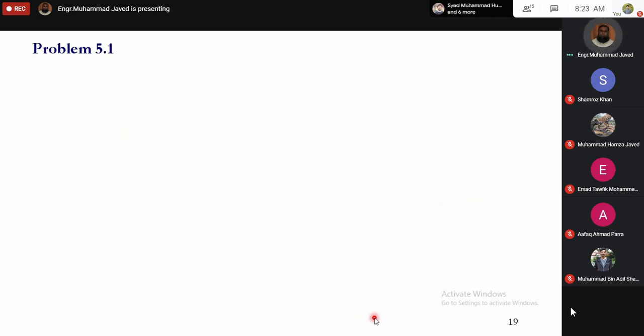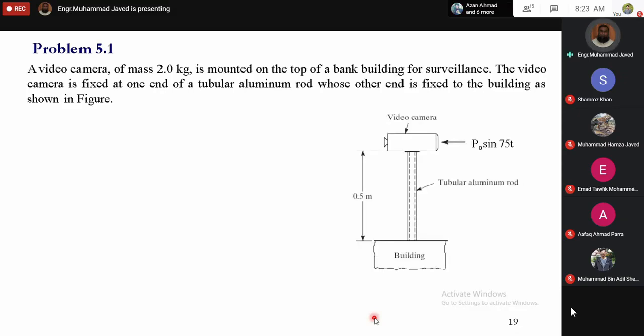So now we will wind up undamped systems by solving a problem. In this problem, a video camera is mounted on the top of a building for surveillance purposes, for security reasons, and it is attached to the free end of a hollow aluminum rod. The other end of the aluminum rod is attached to the building top.